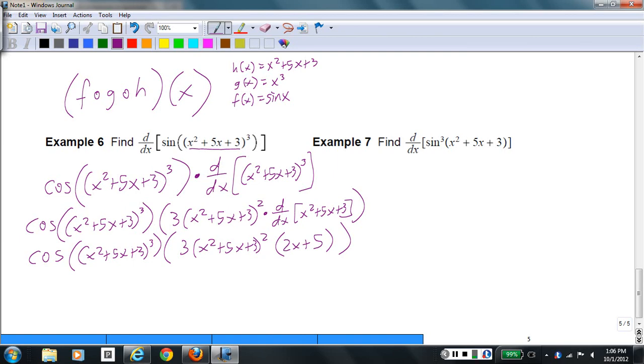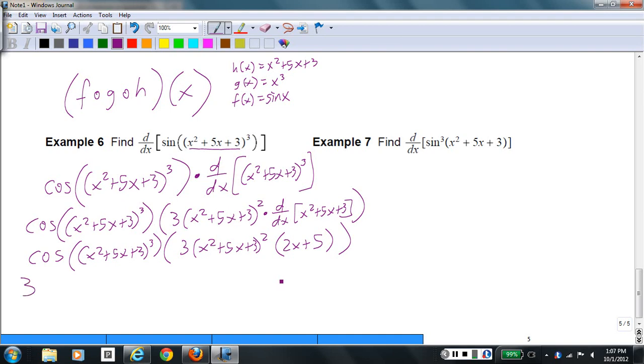And now, not a lot of rearranging to do. The 3 should go in front, and then those two polynomials, either the 2x plus 5 or the x squared plus 5x plus 3 quantity squared, should come next. And then the cosine probably last. Not a huge deal. If you left your final answer like this, I would not count off for it.